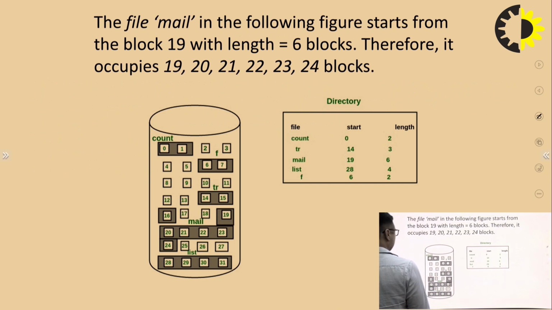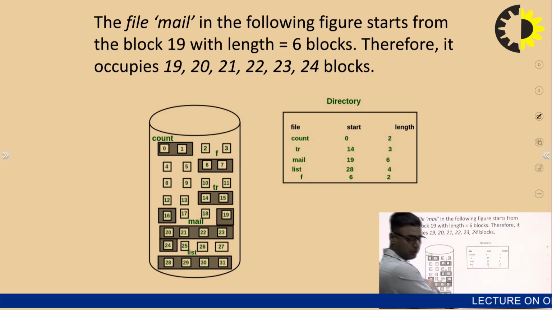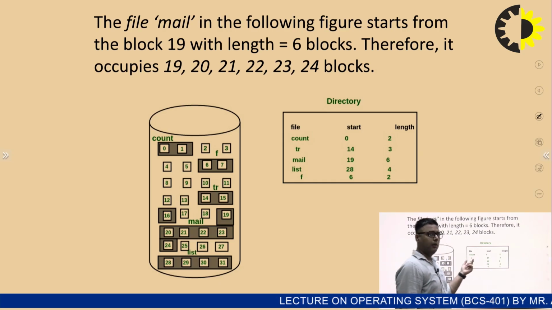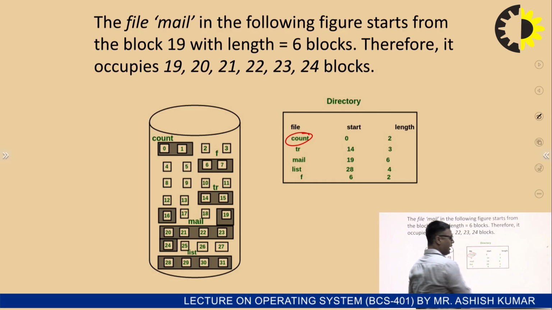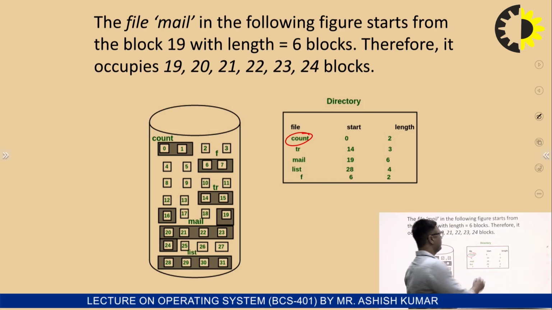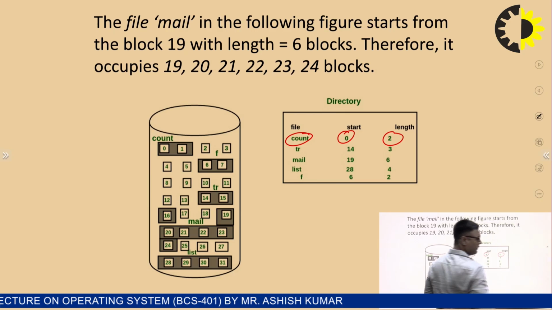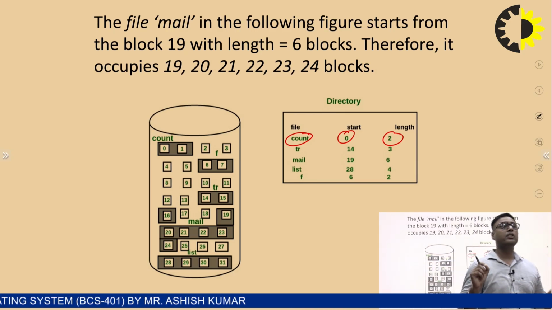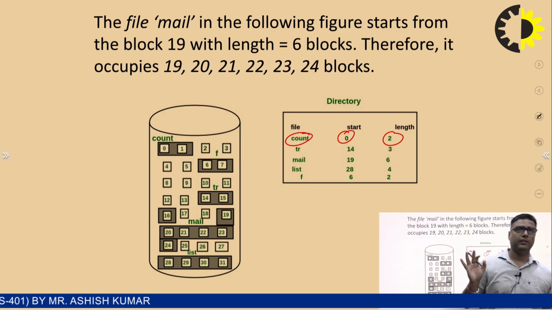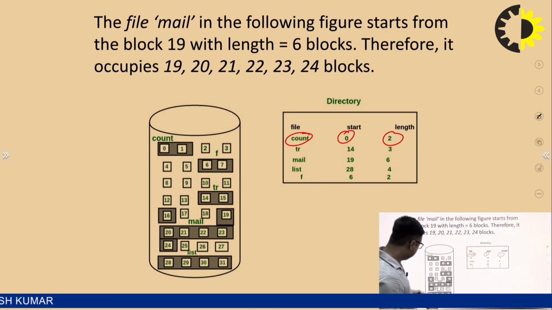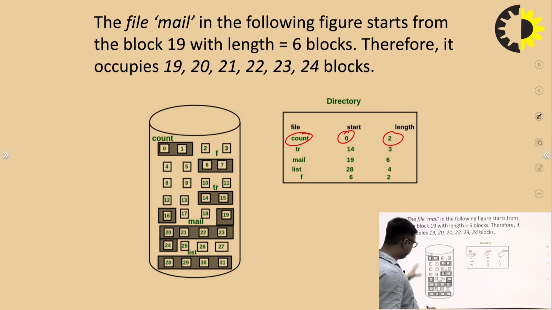First, contiguous. Move on to these pictures. In this picture, a file name is count, and the count starting value is given as 0, and the length is given as 2. That means the file size is 2 blocks. In this storage of files, these are the sectors. So the file size is 2, so these two positions are in sequence form, which you have to cover.